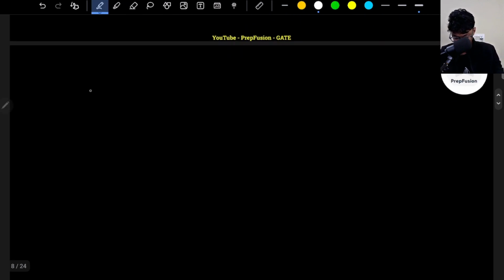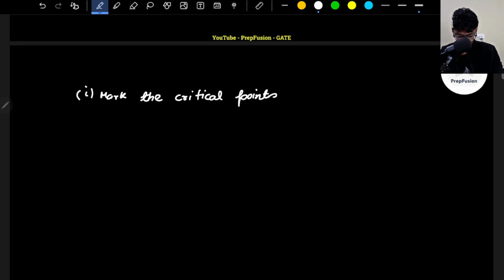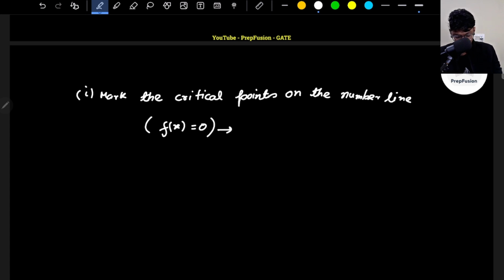So basically, what are the steps? Step one is first mark the critical points on the number line. What are the critical points where my f of x is equal to 0? How will I know where my f of x is equal to 0? Simply factorize the expression.